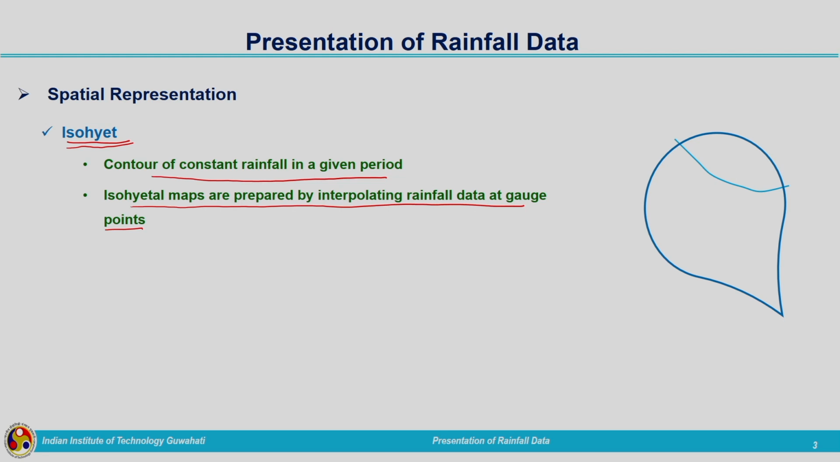That is what is termed as the isohyet. So, that way different isohyets will be representing different depths of rainfall. So, if this is 4 centimeter rainfall, this can be 5 centimeters rainfall, this can be 6 centimeters rainfall. These values depend on the rainfall which has occurred in that particular catchment.